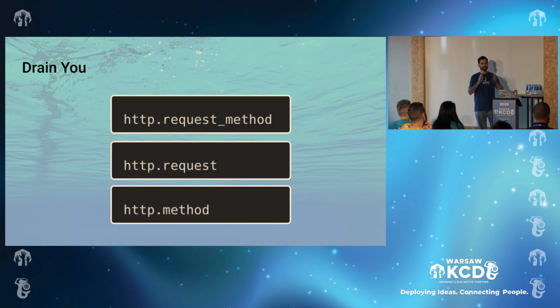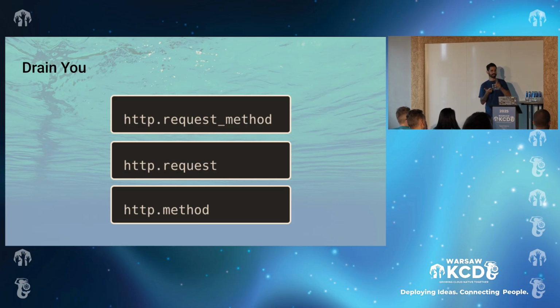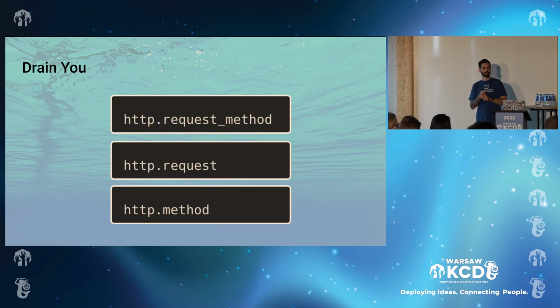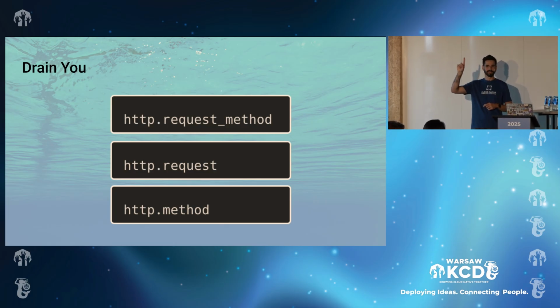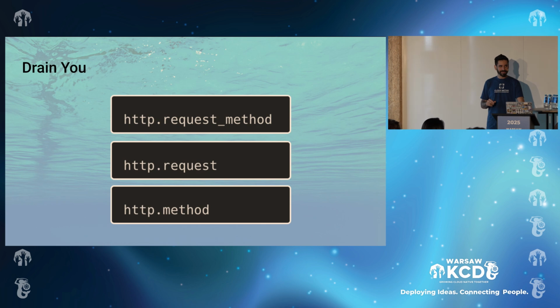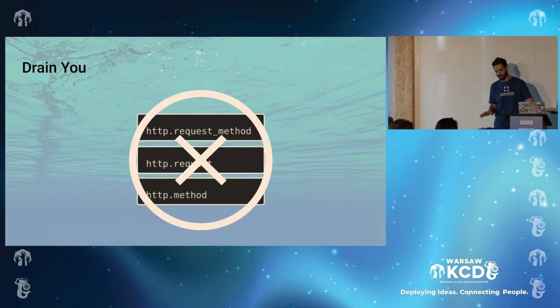And so let's say that we want to record as part of our trace, as part of our span, the request method. Should we use http.request_method? Should we use http.method or http.request? So one, who thinks it is one? Second? Okay, the third? Okay. Well, I'm sorry, but you shouldn't use any of those. Yeah, that was a tricky one.